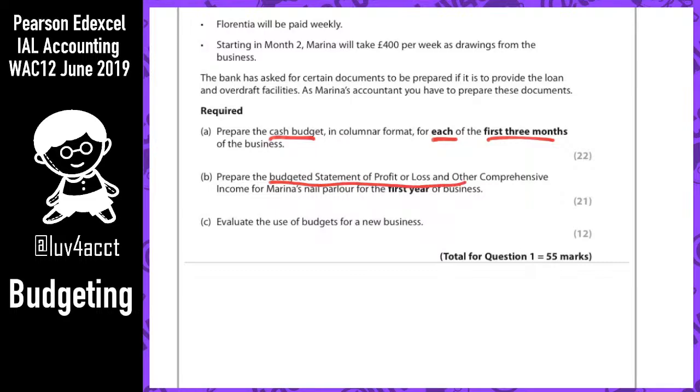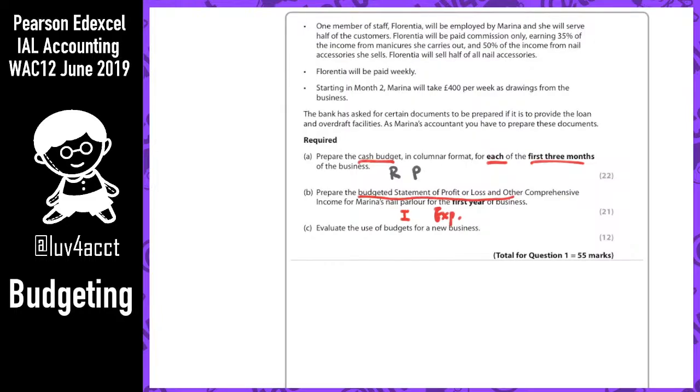Okay, a cash budget focuses on receipts and payments, and the budgeted statement of profit and loss focuses on income and expenditure. So we have to switch between these two concepts in order to get the answers correct. And then we have an evaluation question. Three parts, very neat.